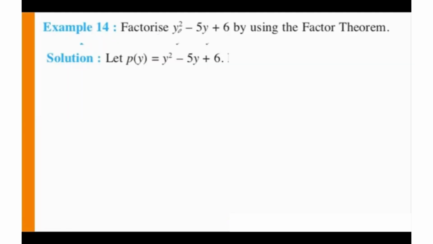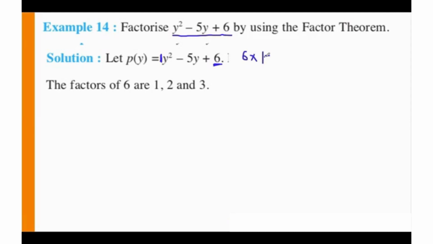So let's take this example from your textbook. Factorize y square minus 5y plus 6 by using the factor theorem. So this is a quadratic polynomial. Now we look at the factors of the last term, which is 6 here. We first multiply the coefficient of y square with the last term, 6 into 1 is 6. And because 6 into 1 gives us 6, we look at the factors of 6 here. The factors of 6 are 1, 2, and 3, also negative 1, negative 2, negative 3.